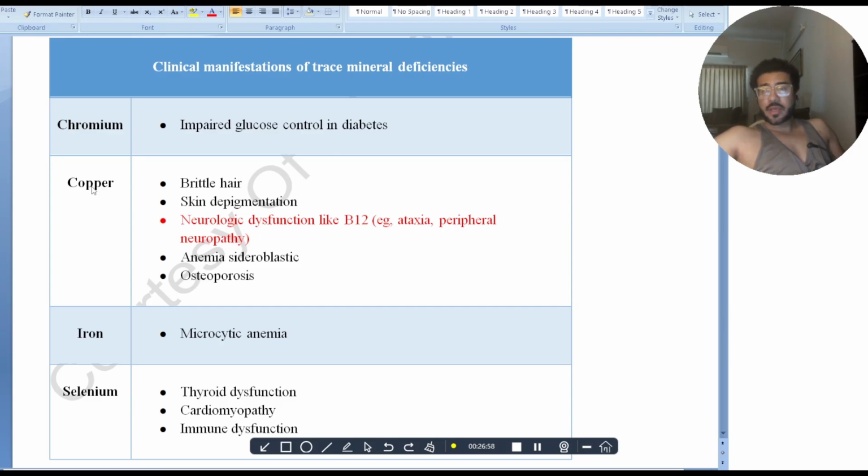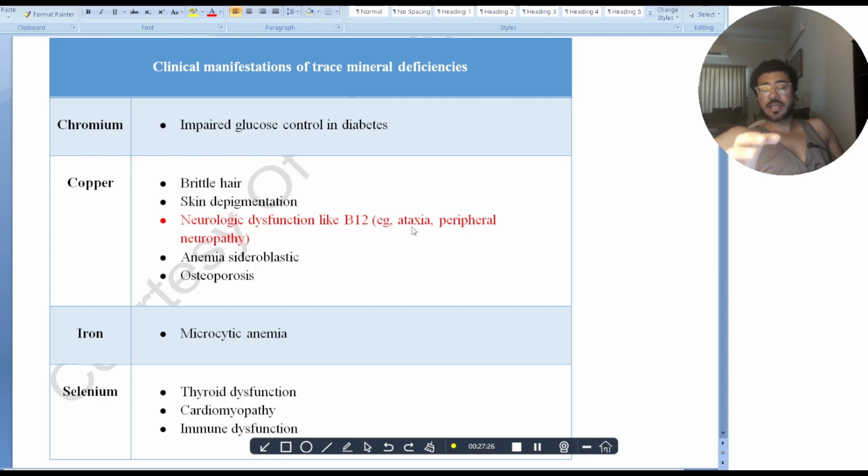Copper: subacute combined degeneration with sideroblastic anemia instead of megaloblastic anemia. It's going to be copper in this case. Neurological dysfunctions like B12 deficiency, that is subacute combined degeneration, where initially the patient gets a tingling sensation in the lower extremity followed by ataxia due to loss of proprioception. Romberg sign would be positive, Babinski would be positive as well.